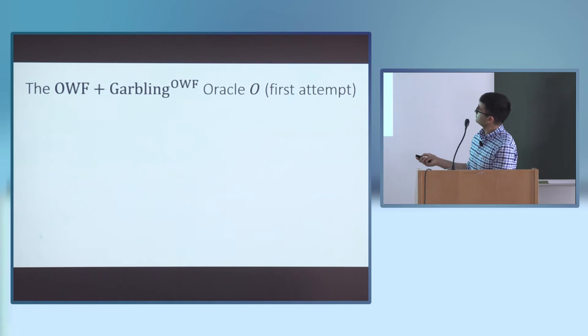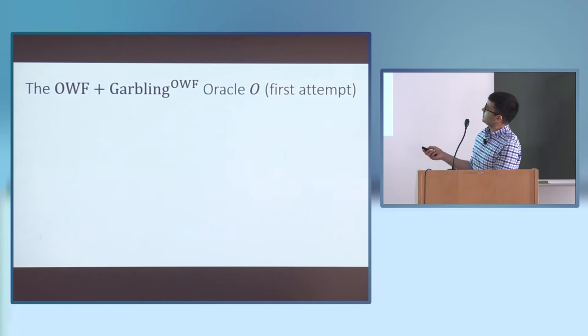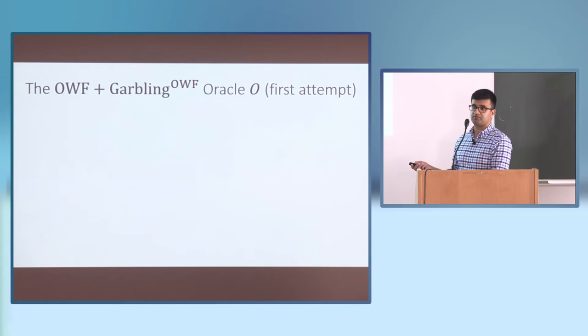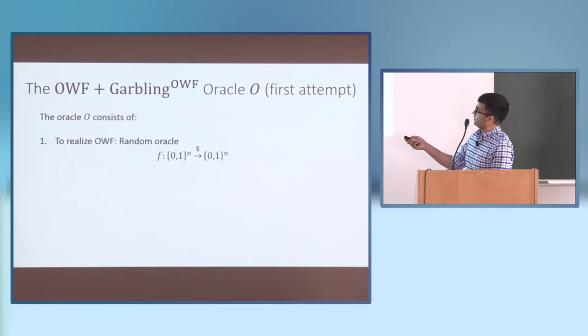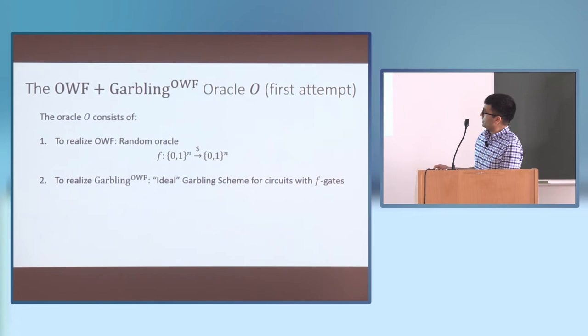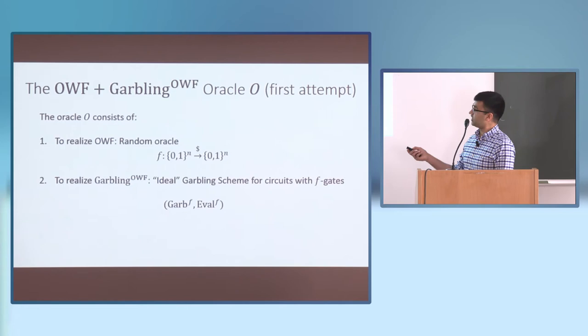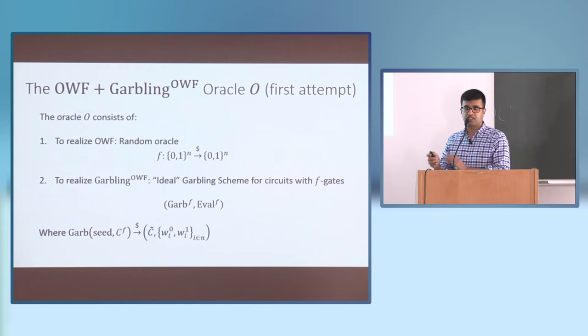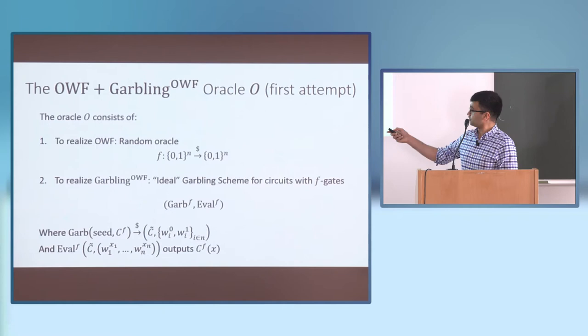Okay, so now that we saw the motivations, let me tell you how to build our ideal oracles for realizing one-way functions and garbling schemes. If you want to realize the one-way function part, you can do it by having a random oracle f. Now, remember, we would like to be able to garble circuits with one-way function gates in them. We do this by adding two oracles, garb and eval, that in some sense provide ideal garbling for circuits with one-way function gates. What this means is that the oracle garb is defined in a totally random manner. The oracle garb by itself doesn't have any meaning. Now the oracle eval is going to give semantics to the oracle garb in the usual sense. Do you have any questions?